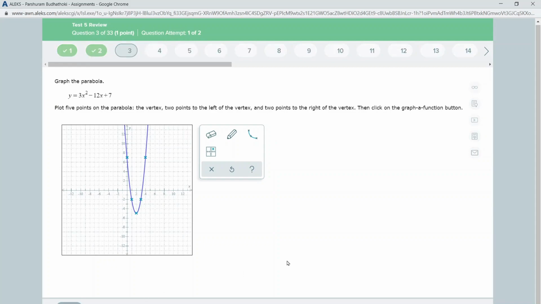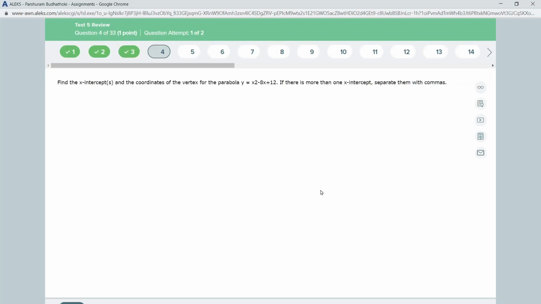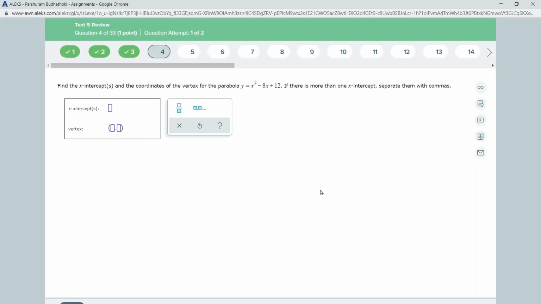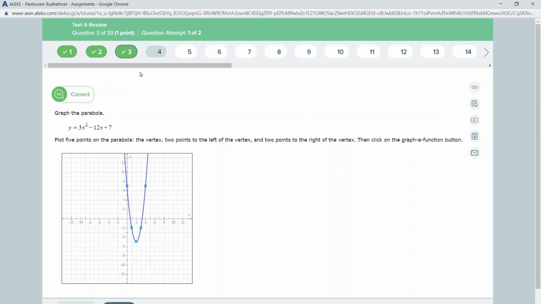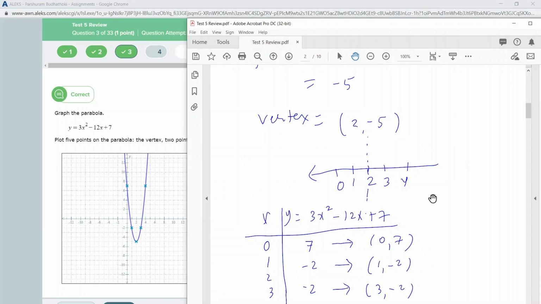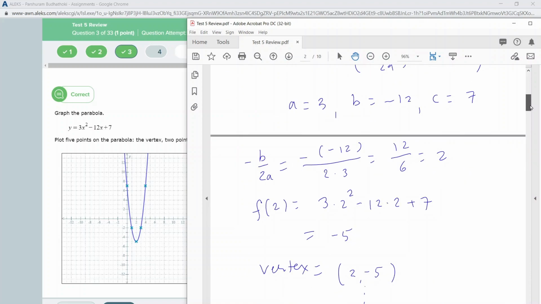Okay, let's check here. That's problem 3. Go to problem 4. If we need to find the x-intercept and vertex, it's easier than the previous problem. It's exactly like problem 3. We found the vertex. I showed you how to find the vertex by using the formula negative b over 2a and f at negative b over 2a.